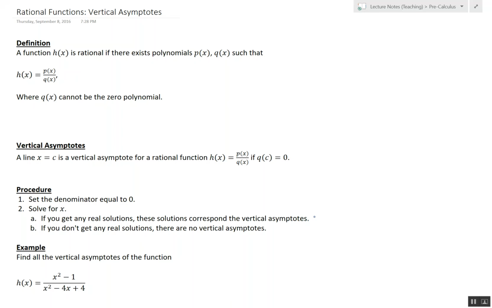Hi everybody, welcome back. We are now going to talk about rational functions, and one of the first things we should learn about rational functions are their vertical asymptotes.